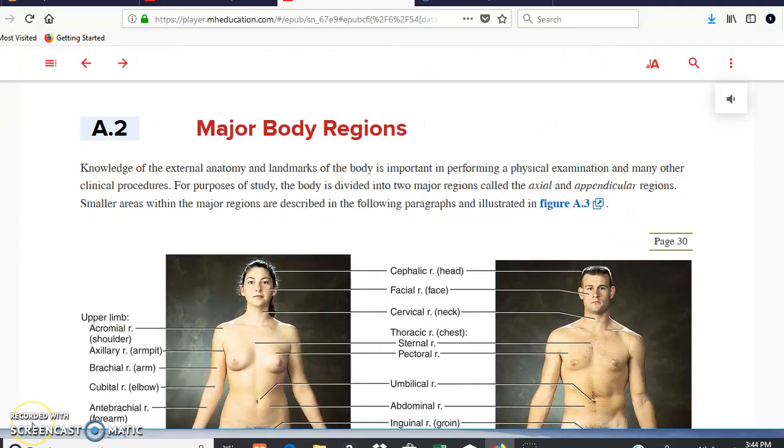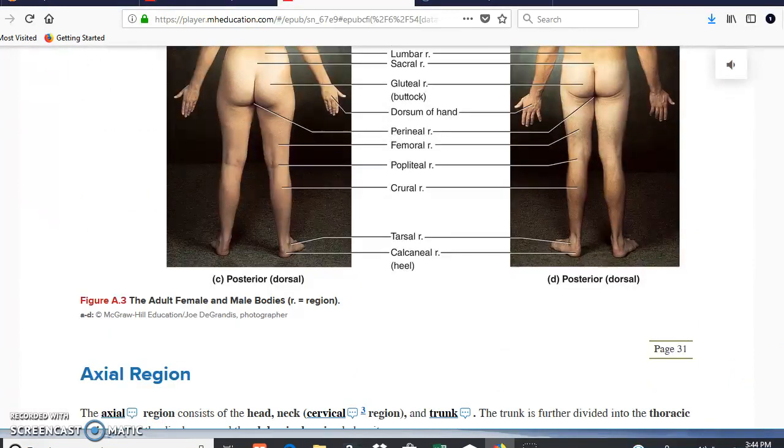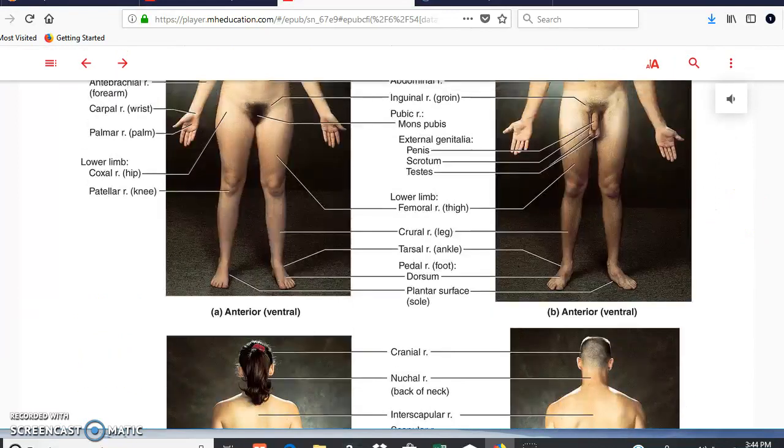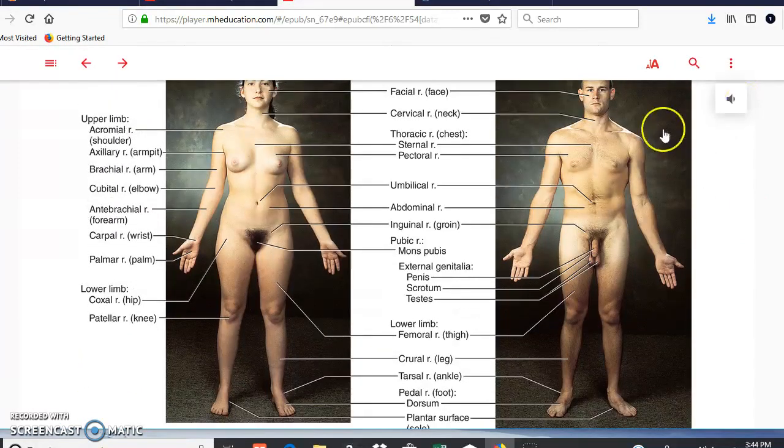So the next topic is the major body regions, and we can say that we have basically two of them, which are going to be very important. One of them, the one in the middle, is going to be the axial, and the ones on the side are going to be the appendicular. As you can see right here, appendicular are going to be your limbs, okay? And actually it's going to be the middle. This is the axial, and this is appendicular.